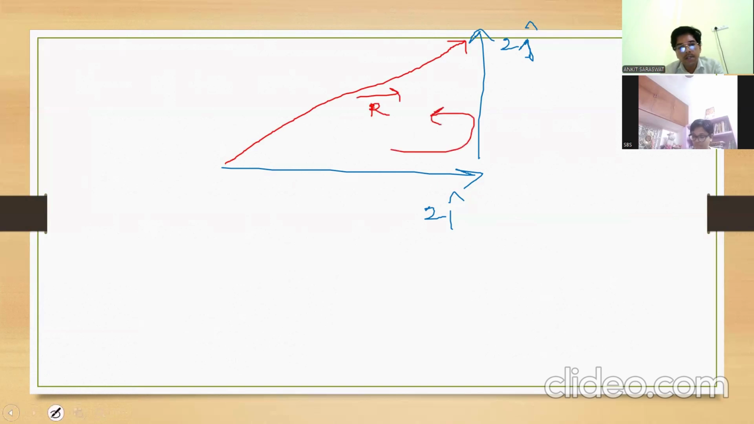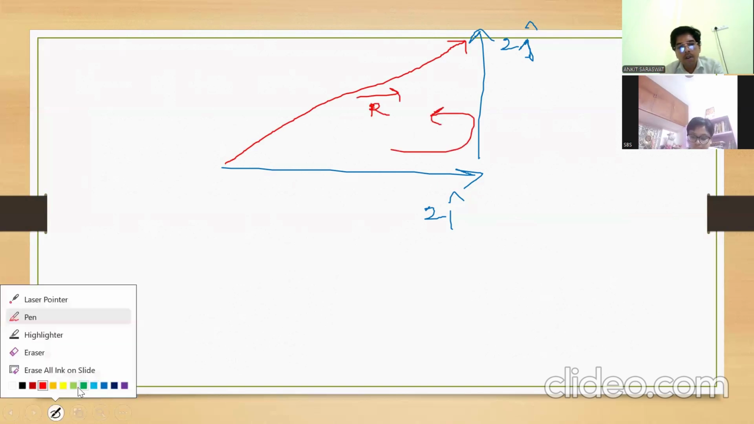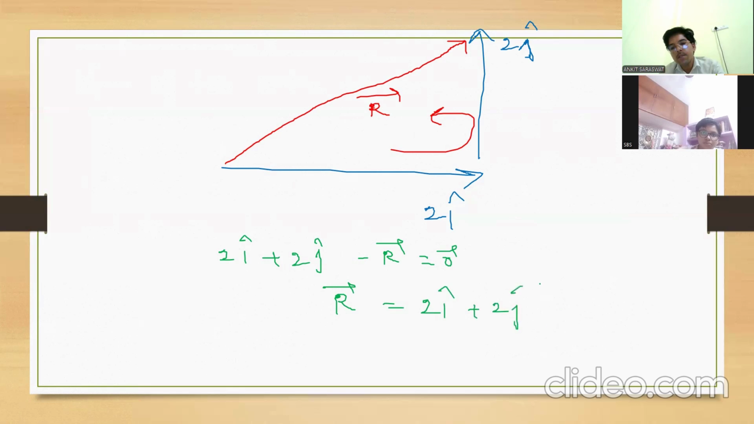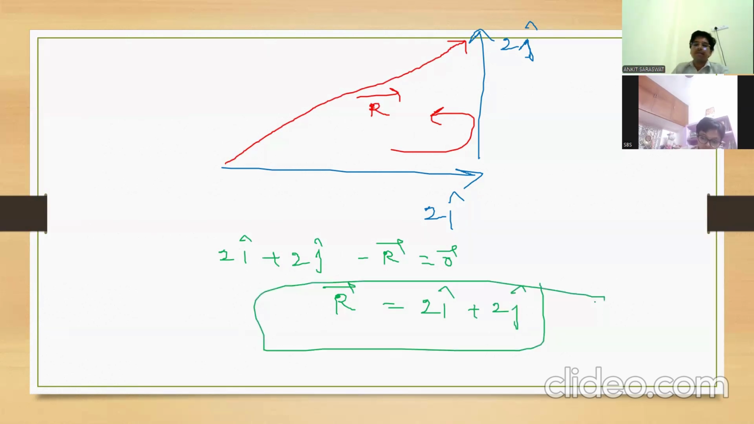Take one sense. Our objective is to find the resultant, okay? 2i cap, tail to head, tail to head. Then we will make it tail to head. So R vector will be 2i cap plus 2j cap. Clear? Any doubt? This is the way we should solve.